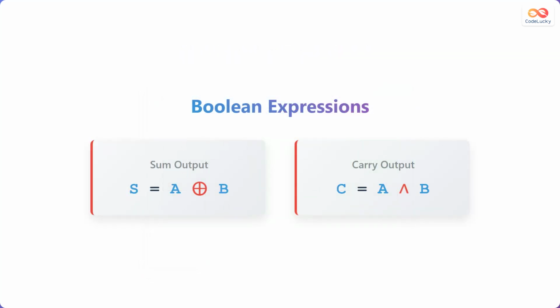The behavior of a half-adder can be described using Boolean expressions. The sum output, denoted as S, is equivalent to A XOR B, where the XOR operation returns true or 1 if the inputs are different and false or 0 if the inputs are the same. The carry output, denoted as C, is equivalent to A AND B, where the AND operation returns true or 1 only if both inputs are true or 1. Otherwise, it returns false or 0. These expressions mathematically define the half-adder's logic.